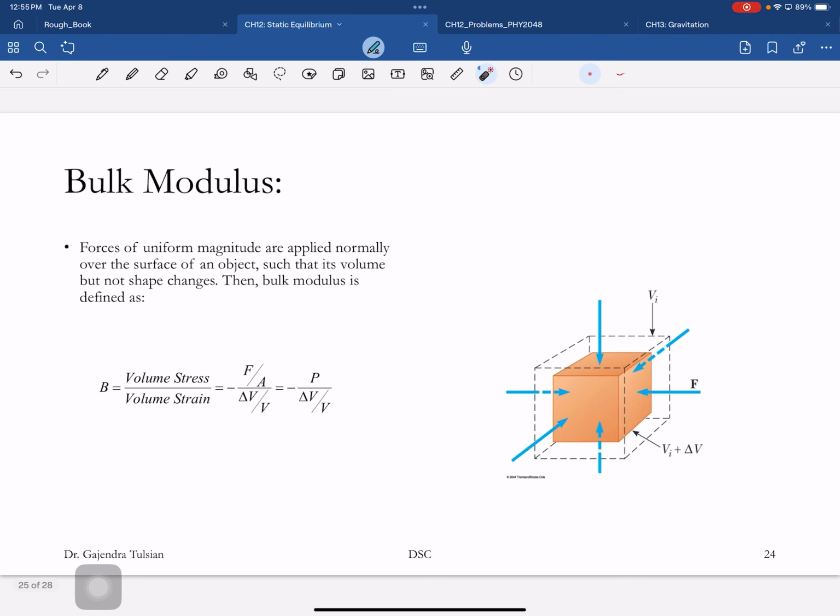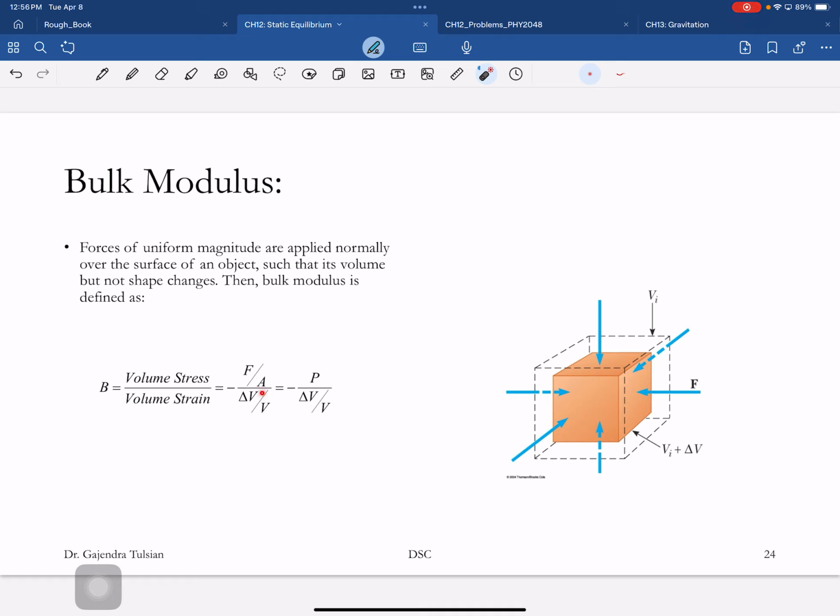Here's bulk modulus. In bulk modulus, you're changing the volume. So the stresses you're applying are forces perpendicular to the face, and most of the time we're applying forces such that the volume decreases. The stress is force divided by the area, and again, the forces have to be equal on all faces. Otherwise, what will happen if the forces are not equal? It'll just move. Yeah, so you want to apply equal forces.